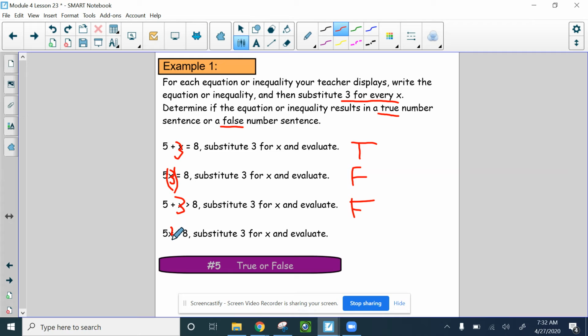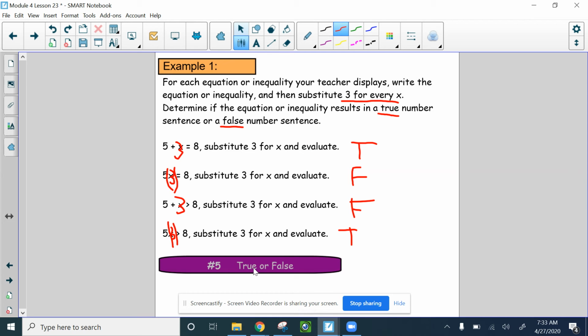So now again, I'm going to put 3 wherever I have an x. So if I have 5 times 3 is greater than 8, well, 5 times 3 is 15. Is 15 greater than 8? Yes. So I would say that that is a true statement.